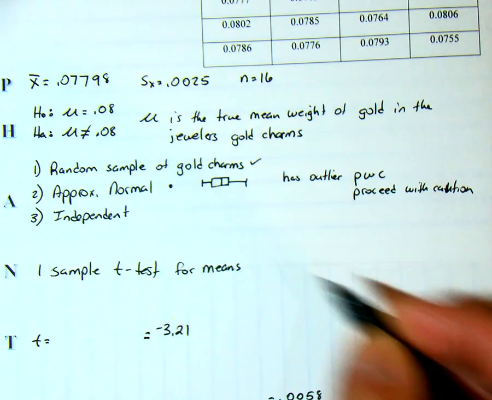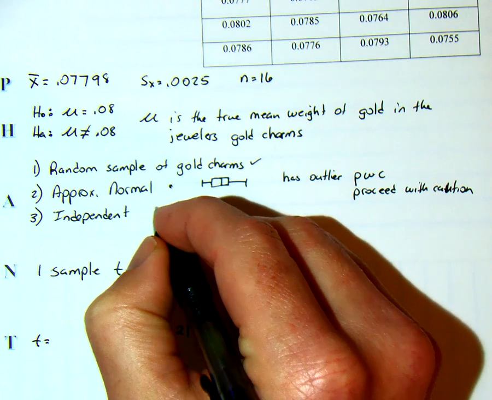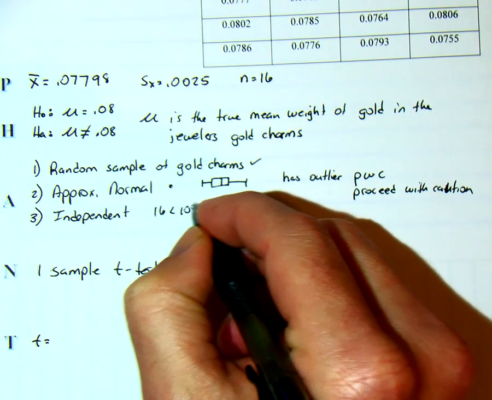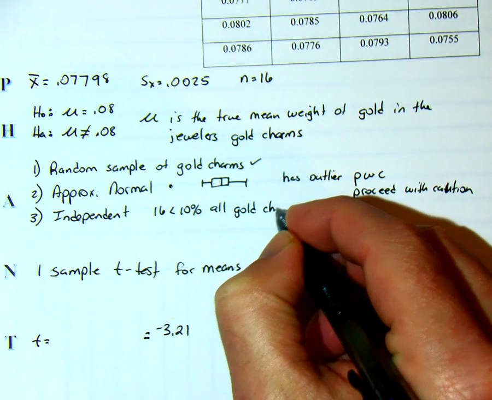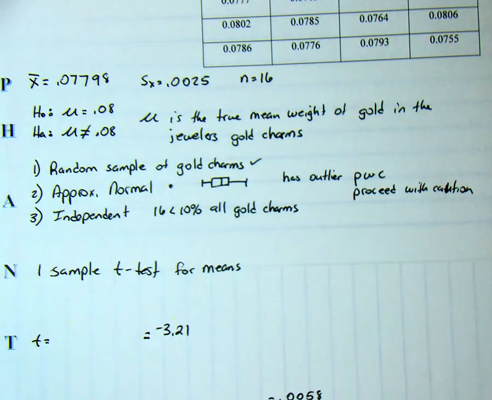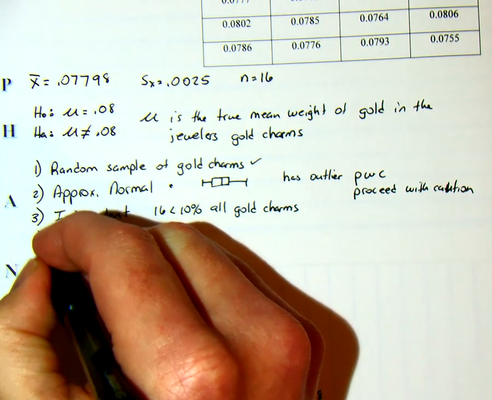Did you get too large of a sample? In this case, 16 is less than 10% of all gold charms. Here again, you're just going to have to make an assumption that he has a pool of over 160 of the same gold charm. Otherwise, we're going to be hurting there on independence as well. Again, your fourth check is optional.